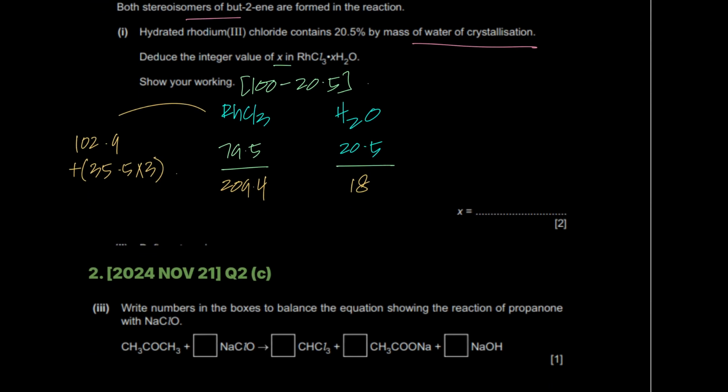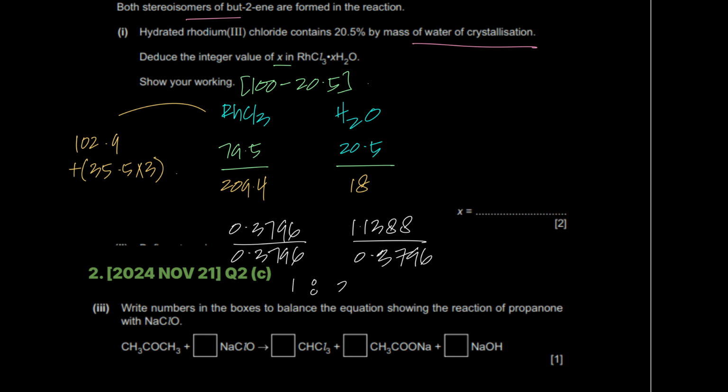Here, what do you get? 0.3796. Okay. And what do you get here? 1.1388. Then divide by the smallest ratio, which is what? 0.3796. What do you get? It's a 1 to 3 ratio. So the formula is what? What is X? X is 3, right? And the formula is RhCl3.3H2O.